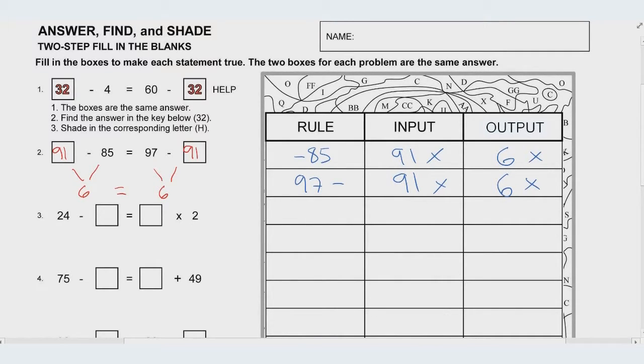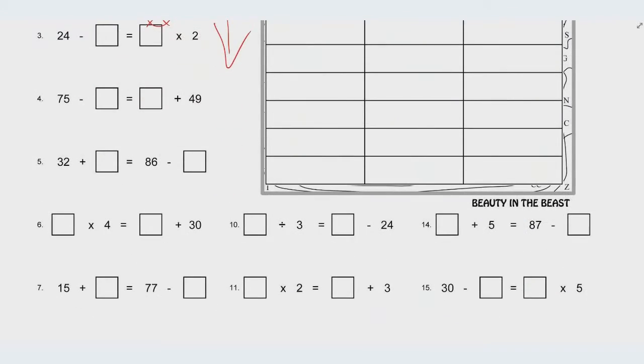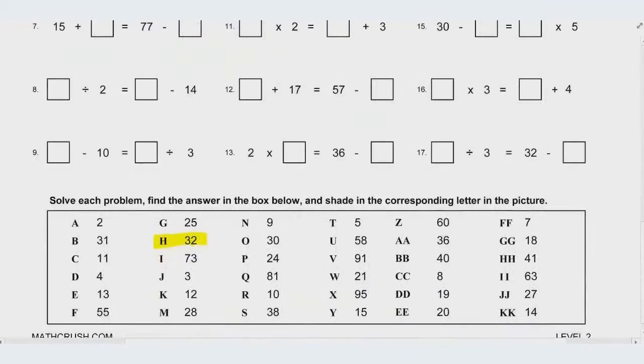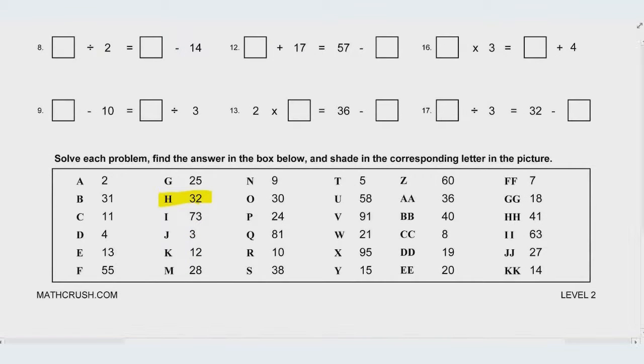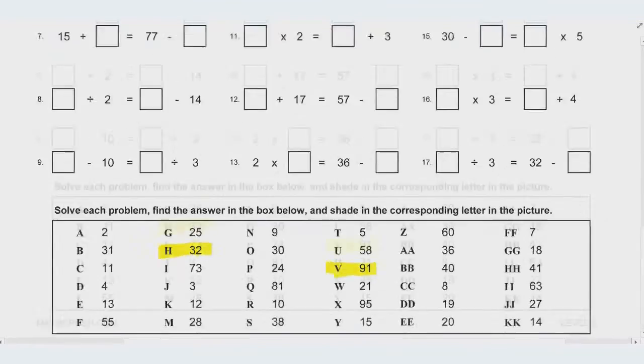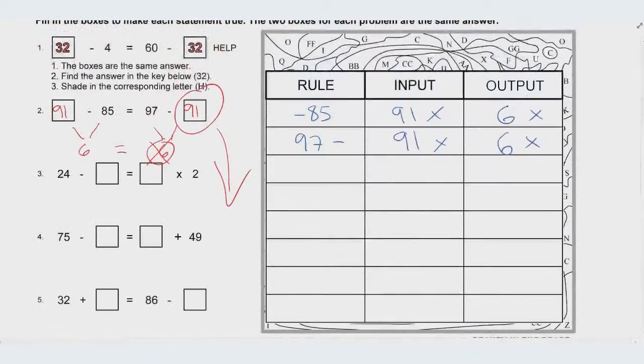So now, I need to find 91 down in my box below. Remember, we're not finding 6, we are finding 91. So I'm going to come down here in our box, and I'm going to look for 91. And there's 91 right there next to V. So V is the letter that you're going to look to shade in. And remember, usually there's more than one of them, so make sure you shade in all the V's. And again, I apologize that my input-output chart is blocking the picture, but I'm not shading, you are.